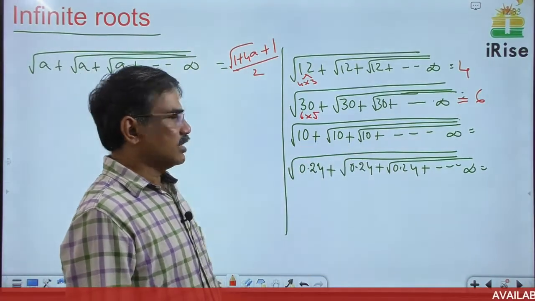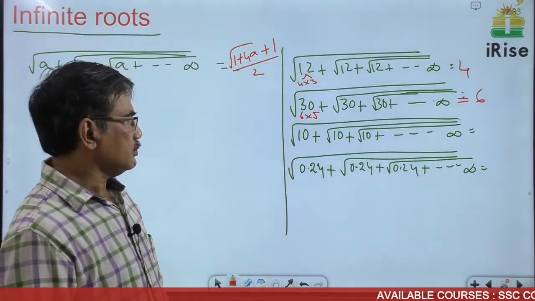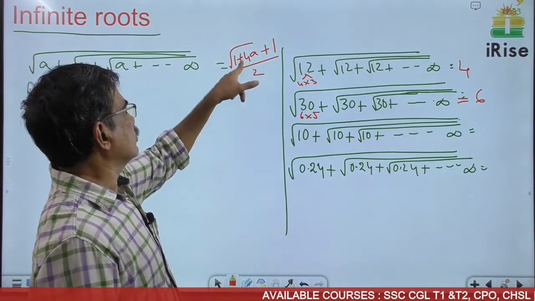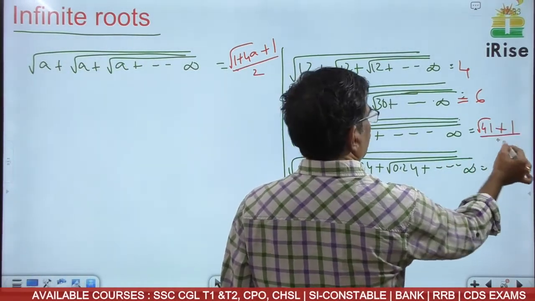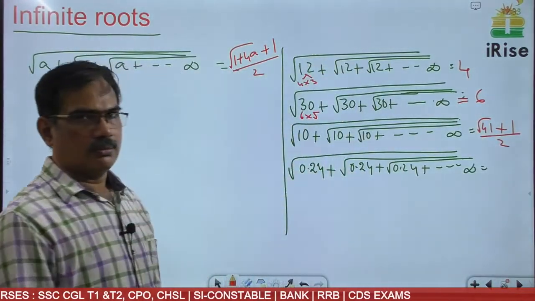Here the shortcut is not applicable for this. What is the answer? Put 10. 10 fours are 40 plus 1, 41. Root 41 plus 1, by 2, is the answer for this question.